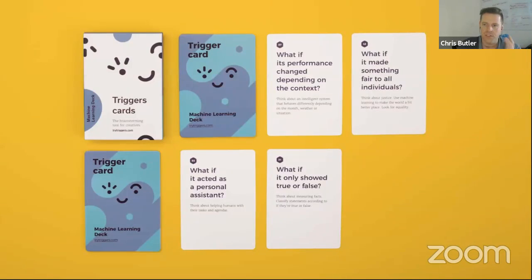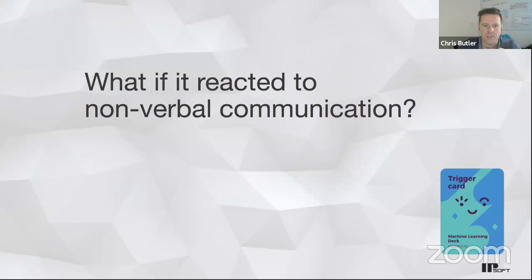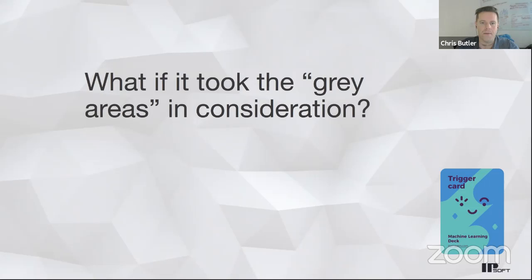In the case of these machine learning cards, what if its performance changed depending on the context? Or what if it made something fair to all individuals? Or what if it acted as a personal assistant? These are all questions that will help you expand the types of ideas that you're considering. We would draw a different random card for each one of those frames to get people to think more about how to utilize the nuance of machine learning systems. In this case, what if it took care of the small tasks? What if it reacted to nonverbal communication? What if you could talk to multiple people at the same time, et cetera.